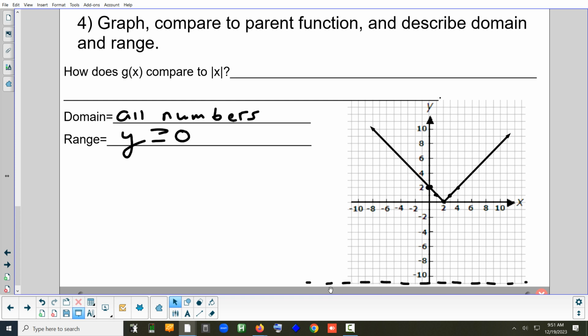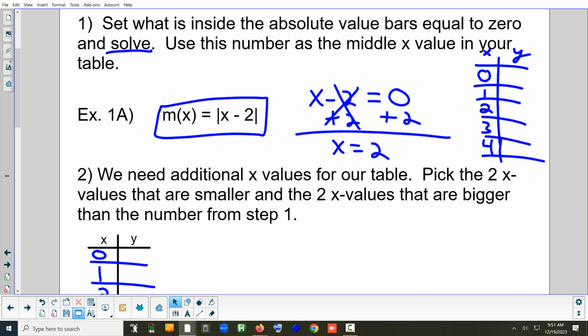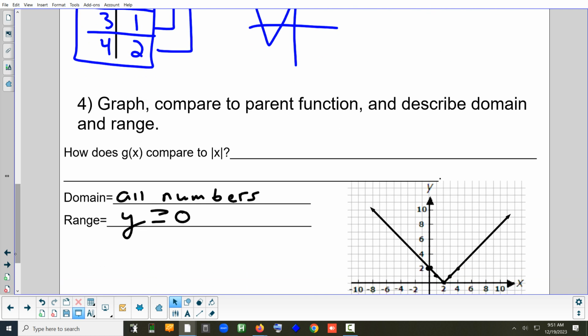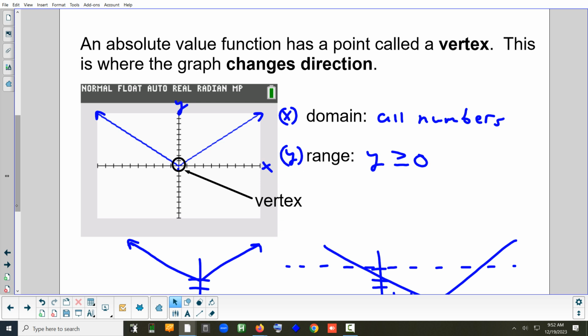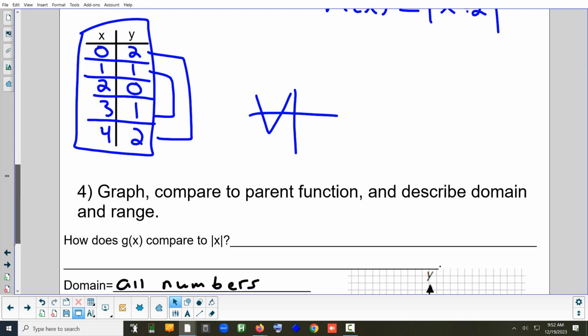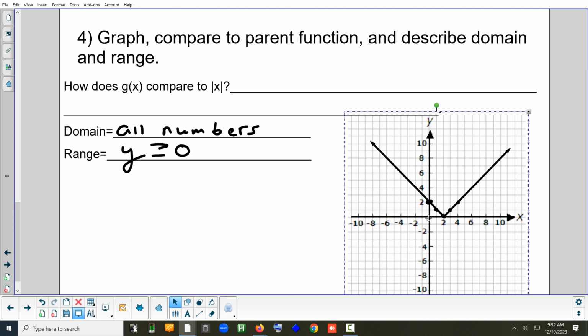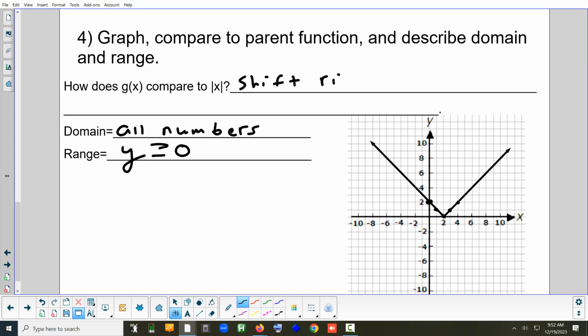Now, the last thing is to describe the graph. The V shape moved a little bit. Okay. We had a minus a number inside the bars. Does anybody remember from yesterday what minus a number inside does? What does minus a number inside the bars do? That's where the absolute value normally is. Horizontal shift, right? Exactly. And look at where our absolute value is. At 2. It normally would have been at 0. It moved right 2 units. That's what minus a number inside the bars does. So how does the graph compare? All you have to do is write shift right 2. That's it. Shift right 2.